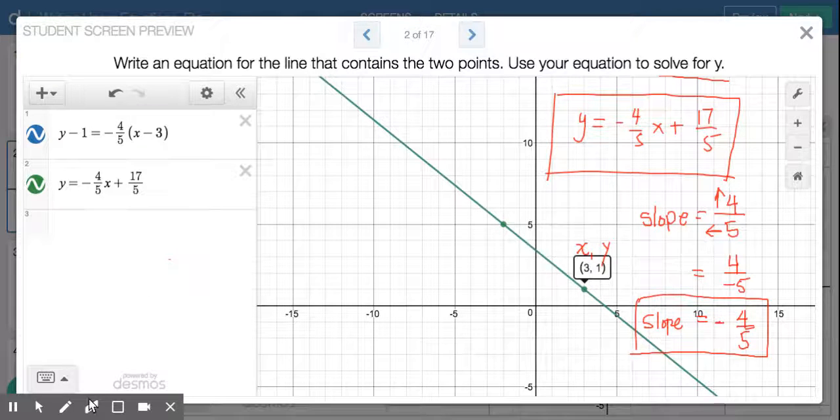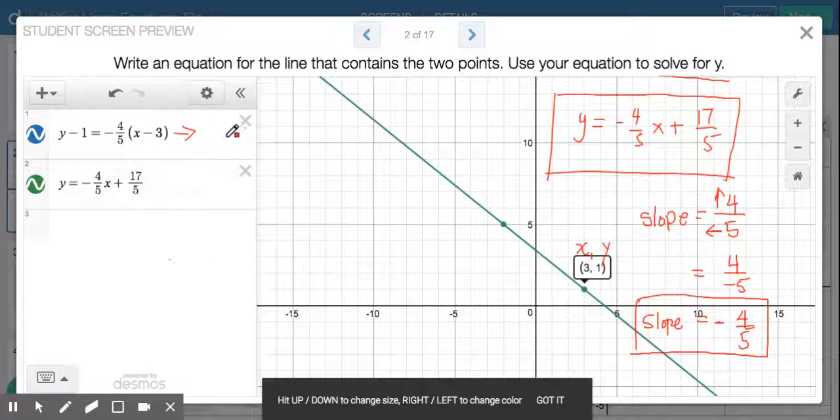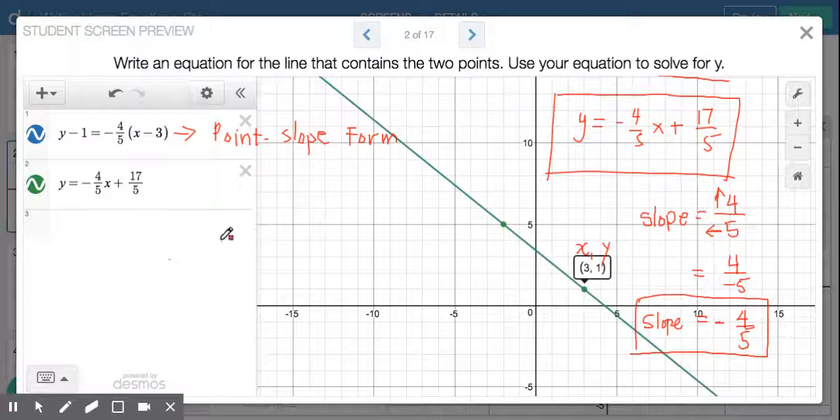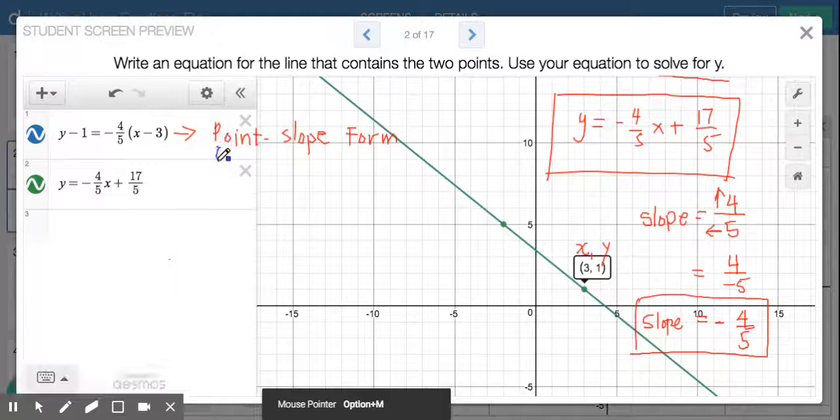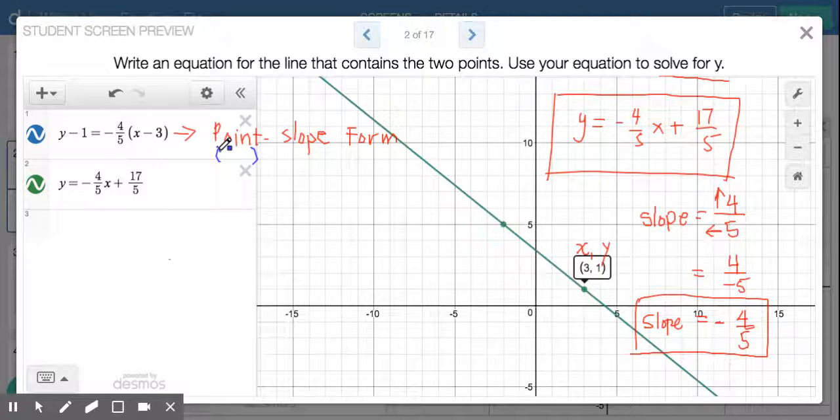Now this form, the top form, is called point-slope form, because when we write it, we needed a point and the slope. When we look at this equation, we can determine which one is the slope and which one is the point. This is the slope, and the point is the x value and the y value here. Put them together, and that's the point. So the point is, in this case, 3, 1. And then the slope is negative 4/5.